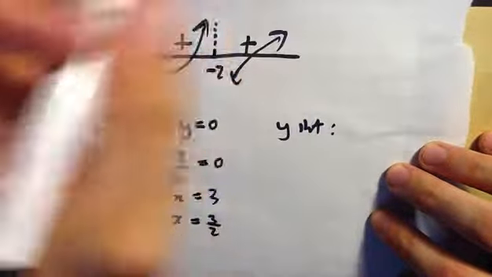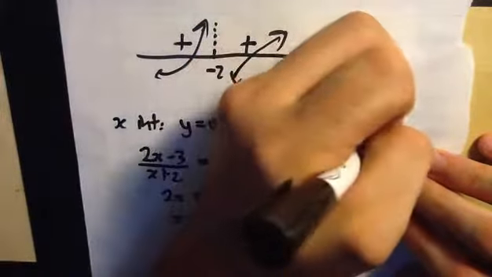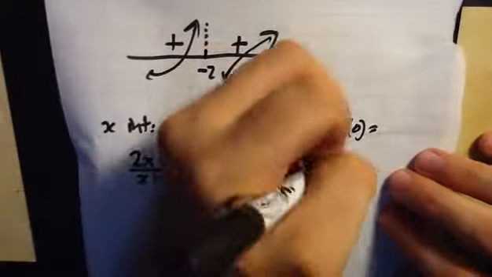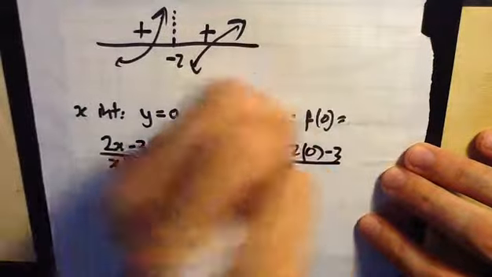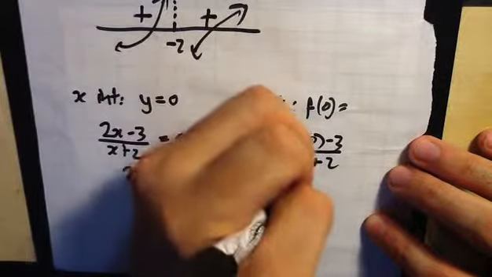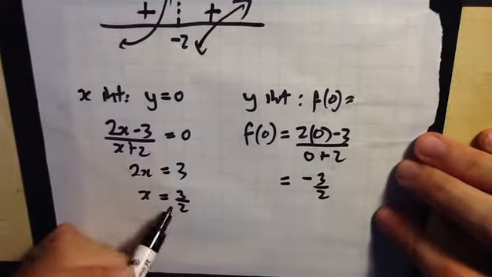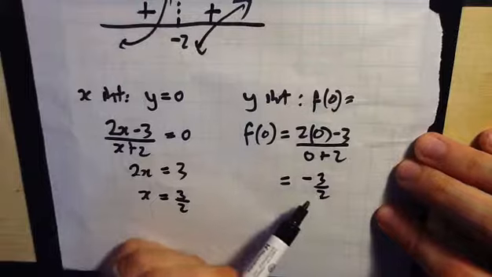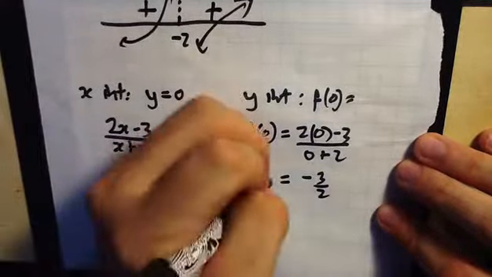The y-intercept occurs when x is equal to 0. So f of 0 is going to be 2 times 0, take 3, over 0 plus 2. That leaves me negative 3 on 2. So I've got an x-intercept at 3 on 2, which is 1.5, and a y-intercept at negative 3 on 2. That's the x-intercept, and that's the y-intercept.